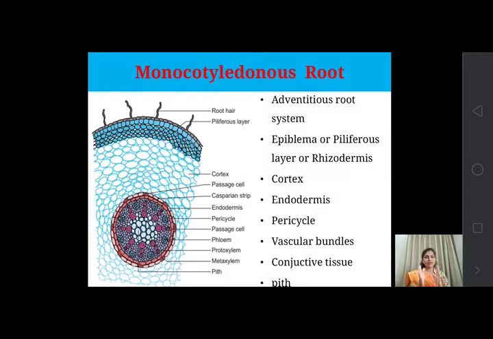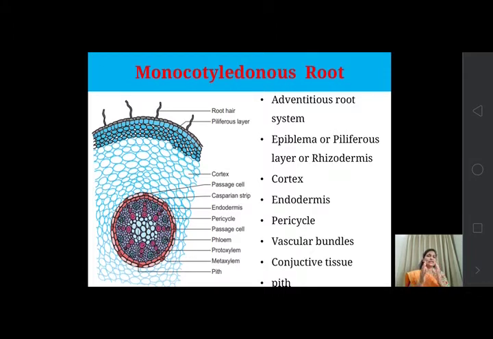Then endodermis is similar. Pericycle in the dicotyledonous root is a thin walled, single layered structure. But in the monocotyledonous root, as the root gets older, it becomes sclerenchymatous. This is some difference. Then in vascular bundles, both show the radial and closed type, but in arch, the dicotyledonous root has only tetrarch, and in the monocotyledonous root, polyarch condition is present. Conjunctive tissue is not present in the dicot root, it is present in the monocot root.